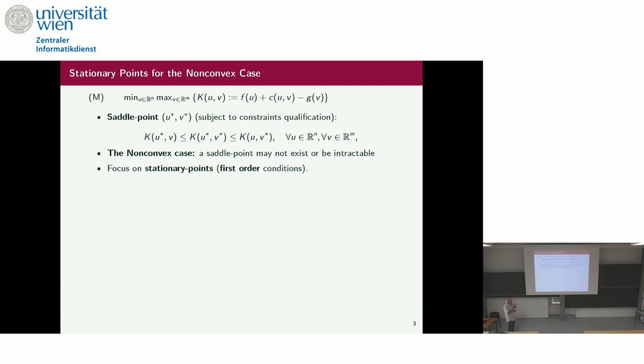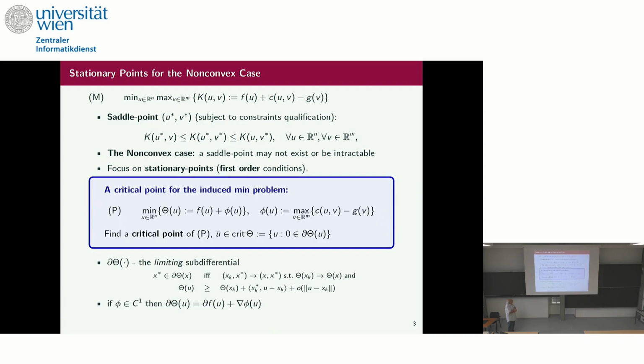So there are many ways of looking at the situation. We choose, I think, the simplest one, and we are going to focus on stationary points, which satisfy the first order condition. So first of all, if we denote the max part of this problem, which is a function of u, the function f, we denote this function by phi(u), and we define it as a maximum.